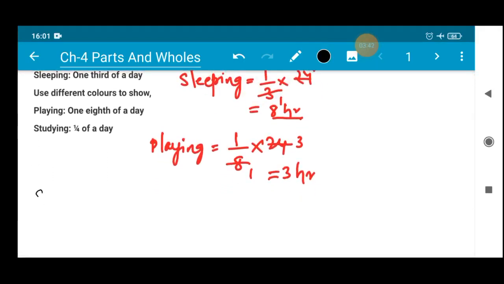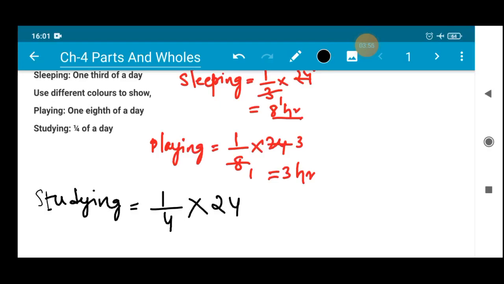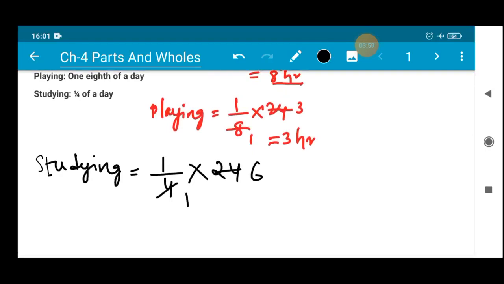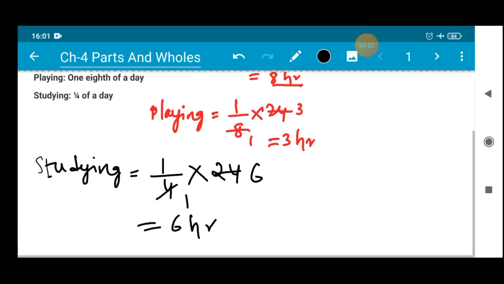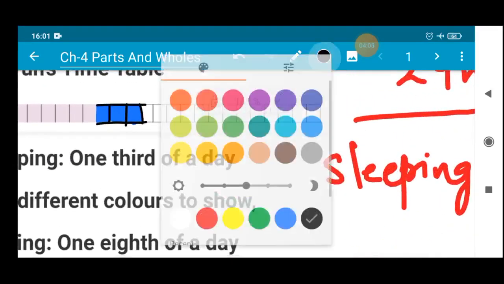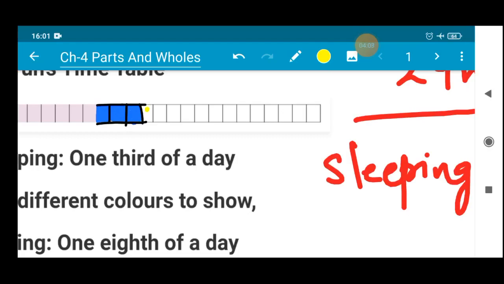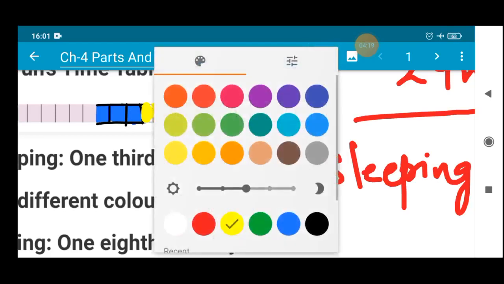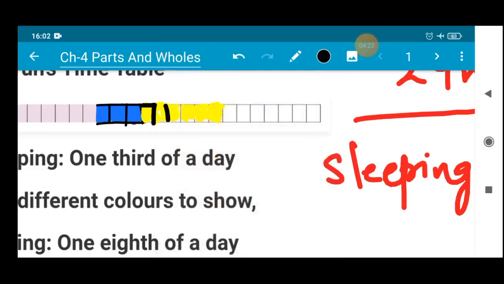In this manner we have to find for the studying. For studying, how much time is he spending? Let us calculate. He's studying for how many hours in a day? That is 1/4 of a day he's spending. In one day there are 24 hours. 4 1s are 4, 4 6s are 24. So it is actually 6 hours. That means you have to fill 6 boxes. All right, let me do this with the blue one. 1 here, 2, 3 4 5 6. Okay, so 6 boxes. Let me make a border over here.